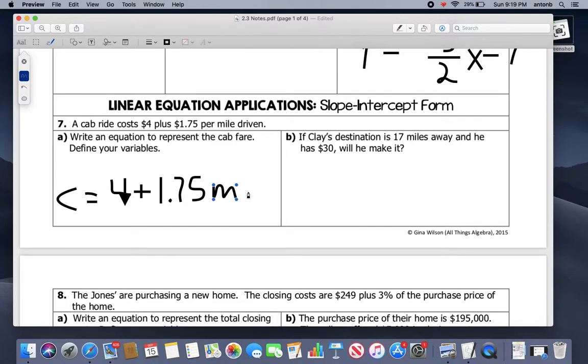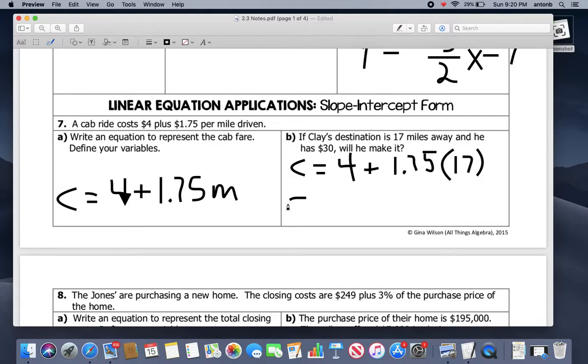Now, part B of this. It says if Clay's destination is 17 miles away and he has $30, will he make it? So what we need to do is figure out how much it's going to cost. So for sure we know C equals the $4 charge plus 1.75 times the miles, which we kind of know our miles, right? So instead of M, we're going to put 17 here. Now, we're going to make sure that this is less than 30 bucks.